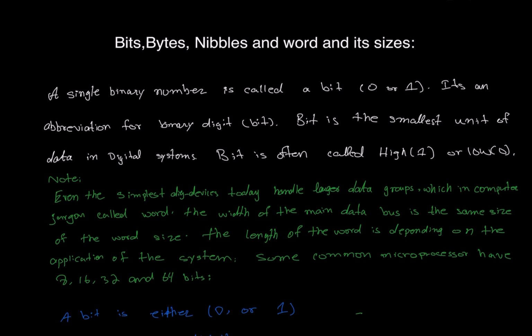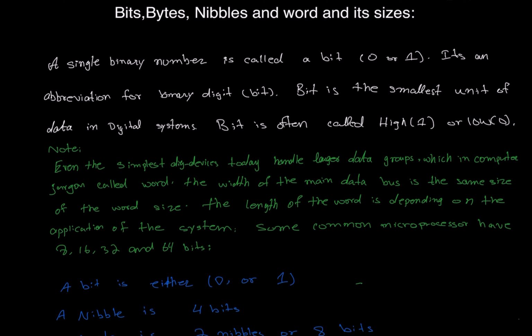Okay, a single binary number is called a bit, 0 or 1, correct? A single binary number, which is 0 or 1, is called a bit. It's an abbreviation for binary digit. Binary digit, we say bit. Bit is the smallest unit of data in a digital system. It's also called high, which is 1, or low, which is 0. High and low. High is 1, low is 0.